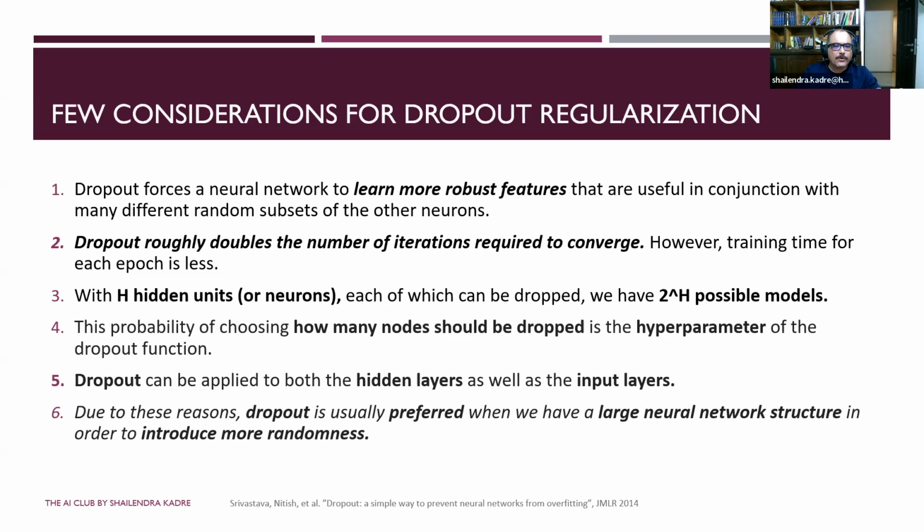Point number 3, suppose you have H hidden units, each of which can be dropped. Suppose you have 10 neurons in the model; the output neuron you cannot drop, but out of the remaining 9 neurons, you can drop any. So how many total models are possible? 2 to the power H models are possible. That is the number of models possible if you do this kind of random arrangement.